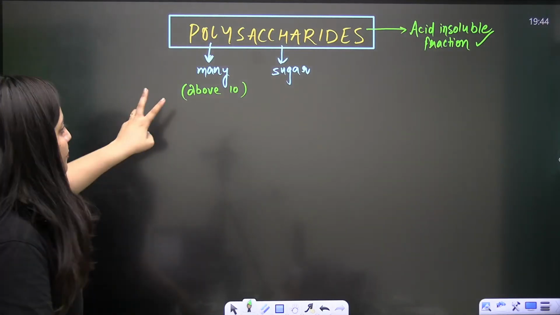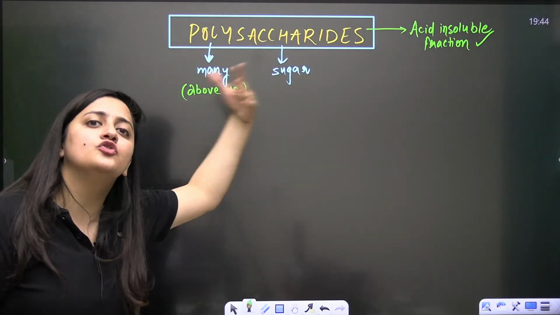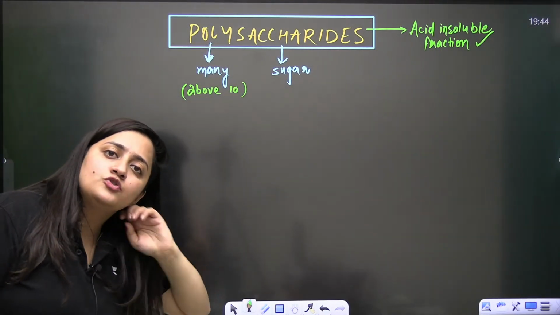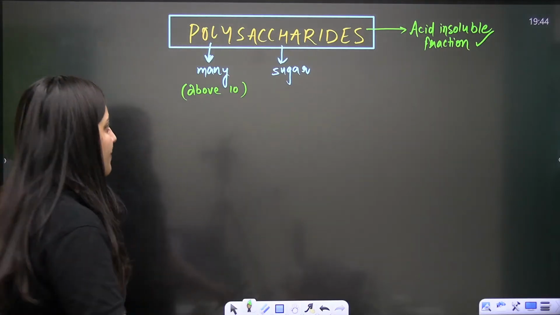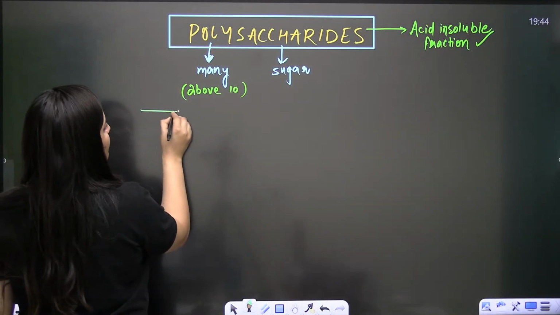Okay, Narayana. So polysaccharide, many sugars are there. So it should be above. The monomer number should be above 10. The monosaccharide number should be above 10. This is what we need to know in this polysaccharide.